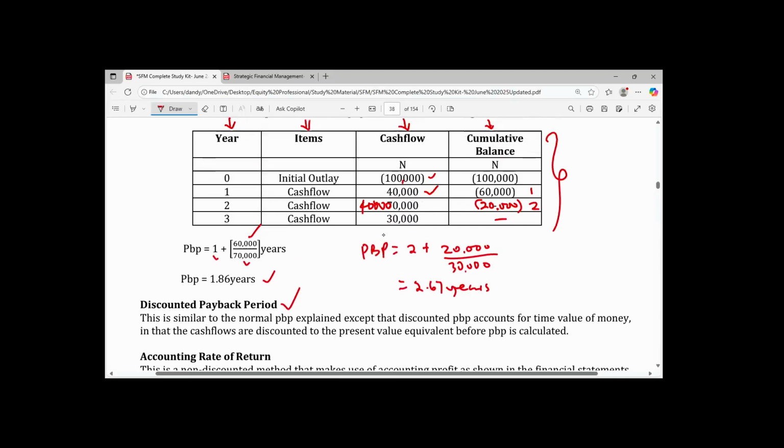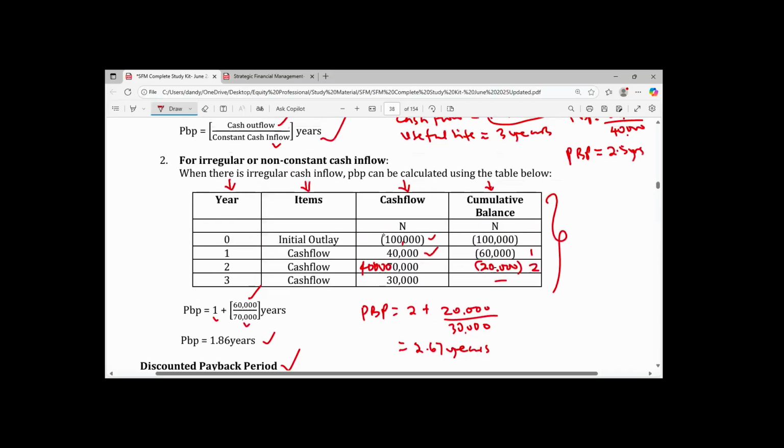For example, in this hypothetical table, let's say these are the cash flows given to you. The cash flow generated by the project in year one is 40,000, year two is 70,000, year three is 70,000. And the initial outlay is 100,000.